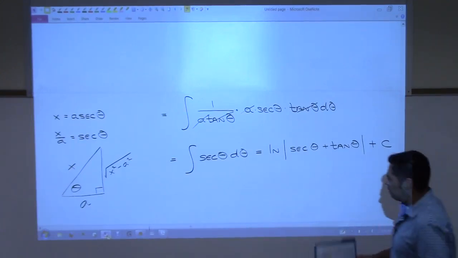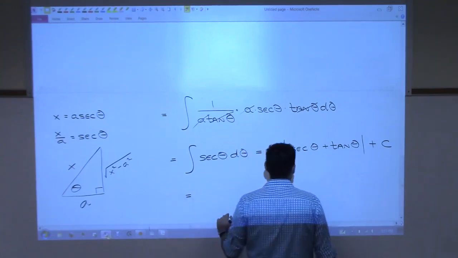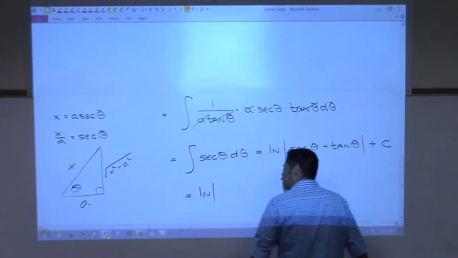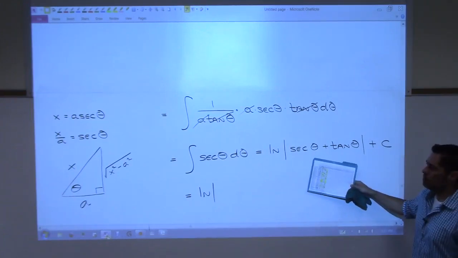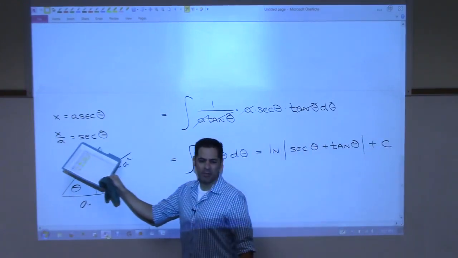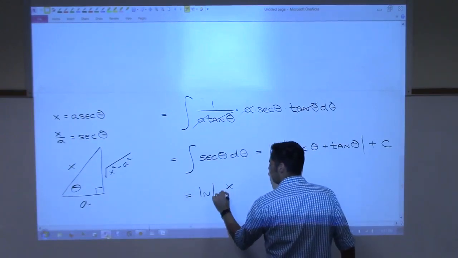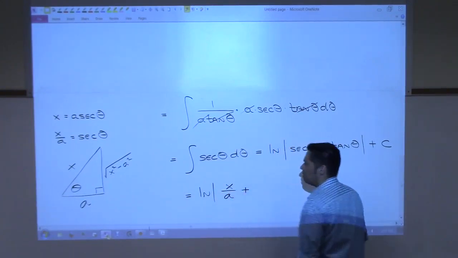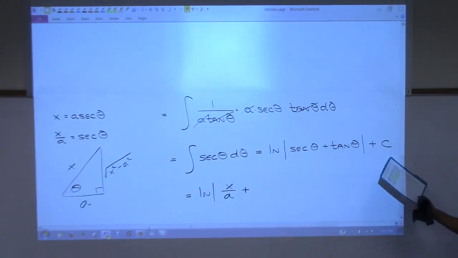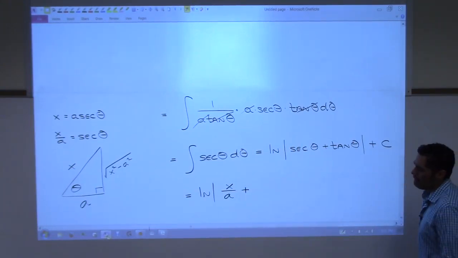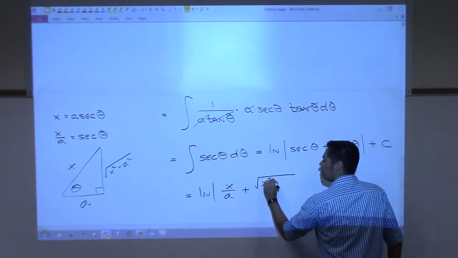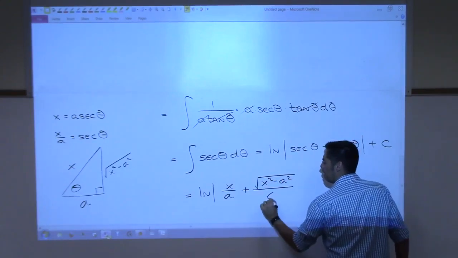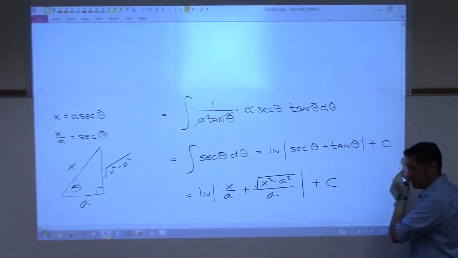All right, finish it up, Stephen. What's my answer here? Natural log, absolute value. So secant theta, which you kind of already had that, didn't you? Yeah, I mean, it was there, which we could kind of do a little shortcut there. And then plus, now, tangent theta. Opposite over adjacent, so this over A plus C. Good. You're off the hook, Stephen.